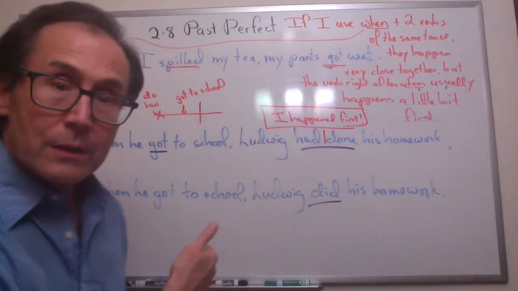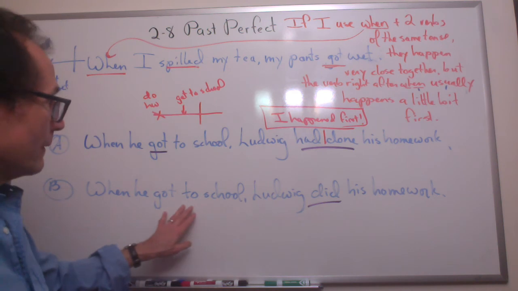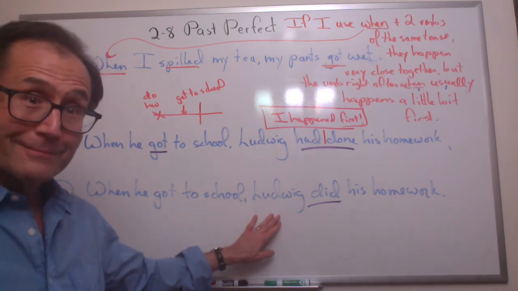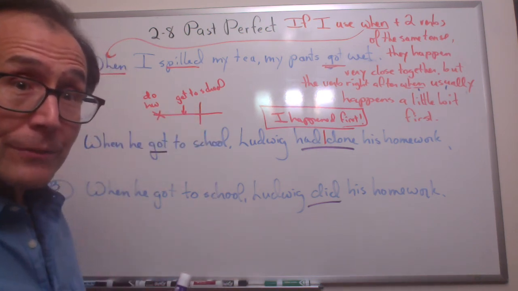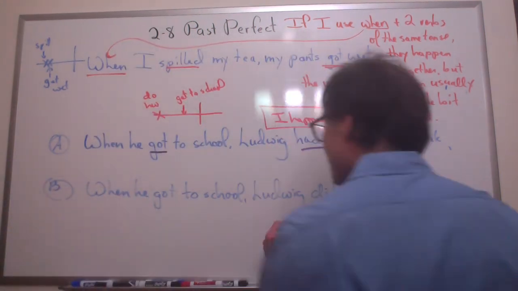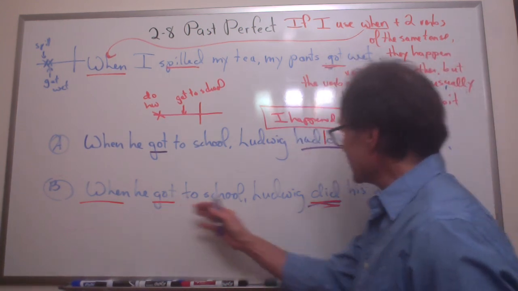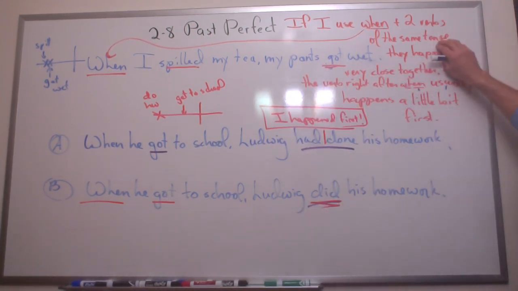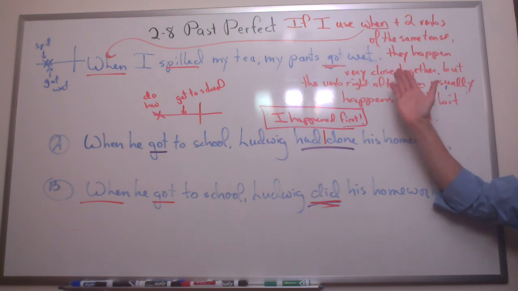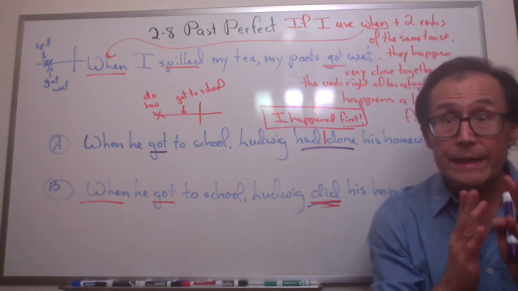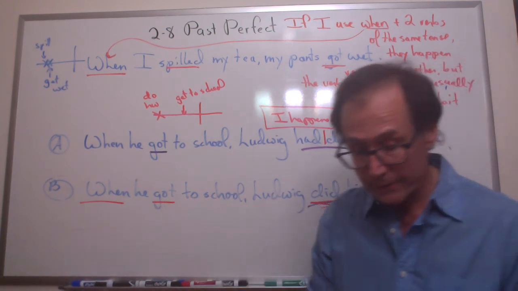When he got to school, Ludwig did his homework. Now, in this sentence, which one happens first? Take a minute and think. You can pause the video if you want to. So, here I have when and two verbs, got and did, that are the same tense. And so I remember for this, when I use when plus two verbs of the same tense, they happen very close together. But the verb right after when usually happens a little bit first.